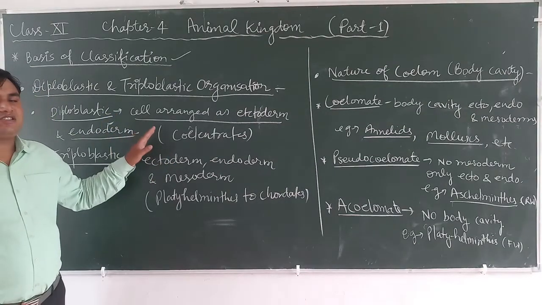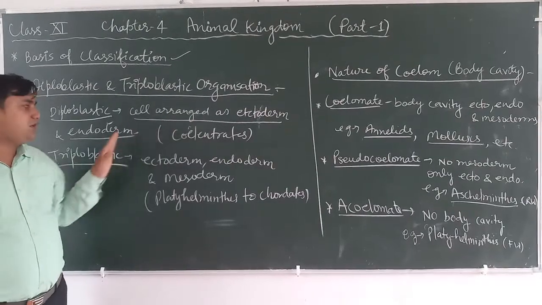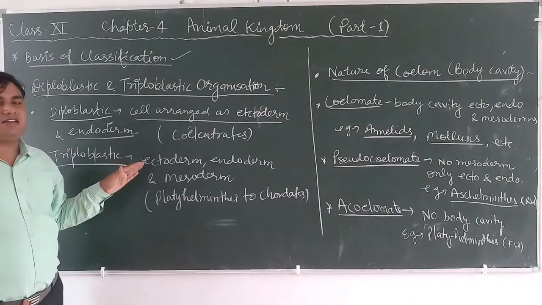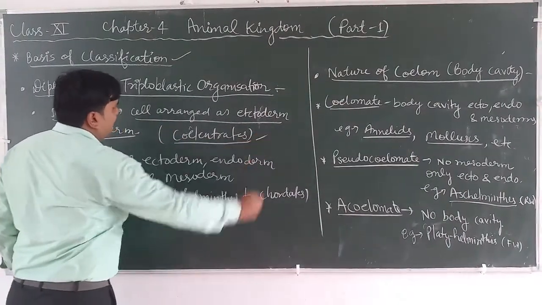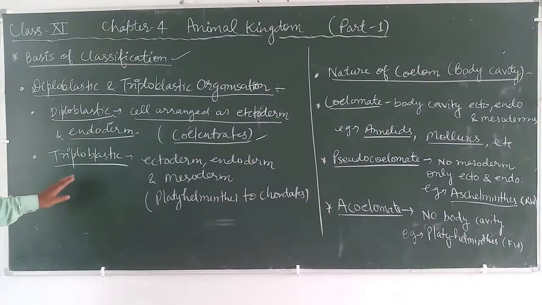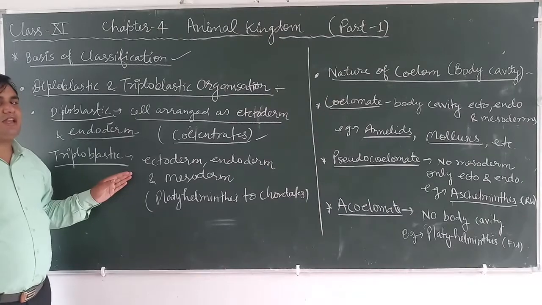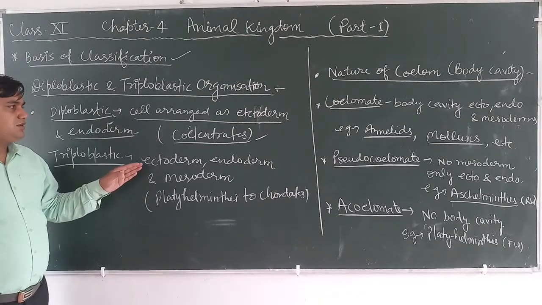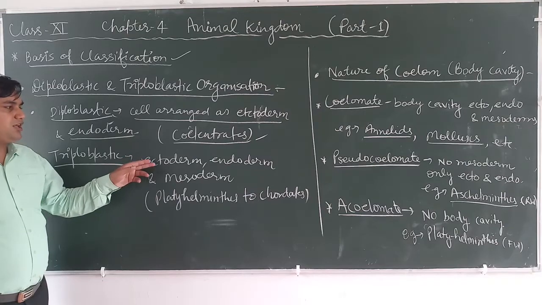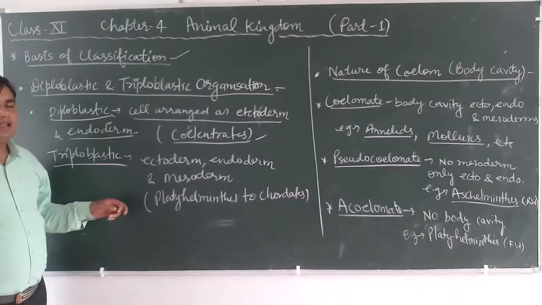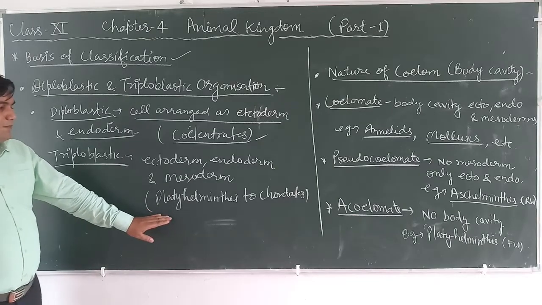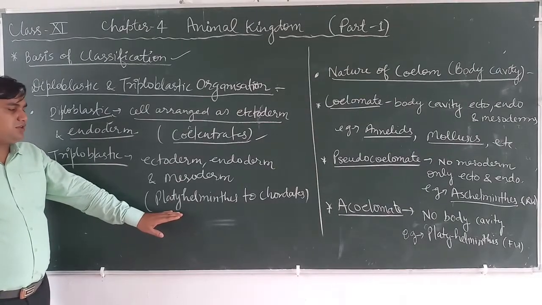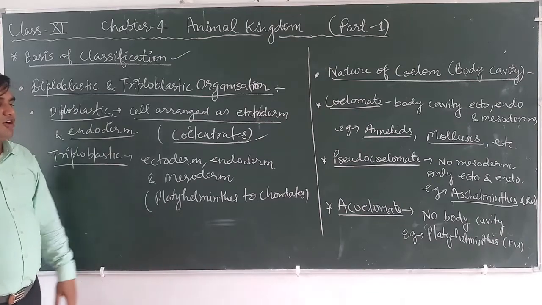Any animal which cell arrangement as ectoderm and endoderm in their embryonic layer is called diploblastic. Example, coelenterates. Next, triploblastic, when animal which arrangement of their cell is ectoderm, endoderm and mesoderm in their embryonic layer are called triploblastic organization. Example, a triploblastic organization found in platyhelminthes to the chordates.